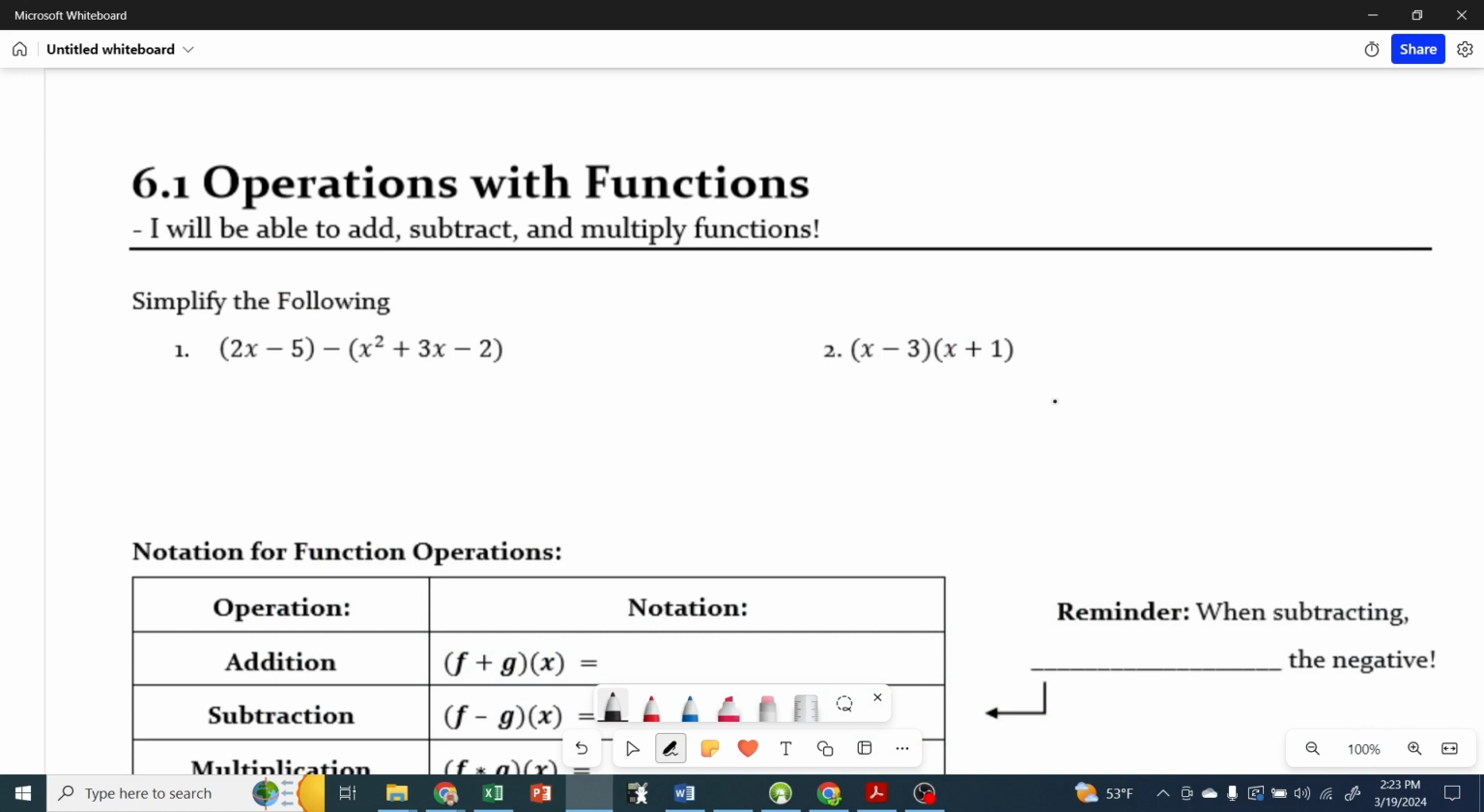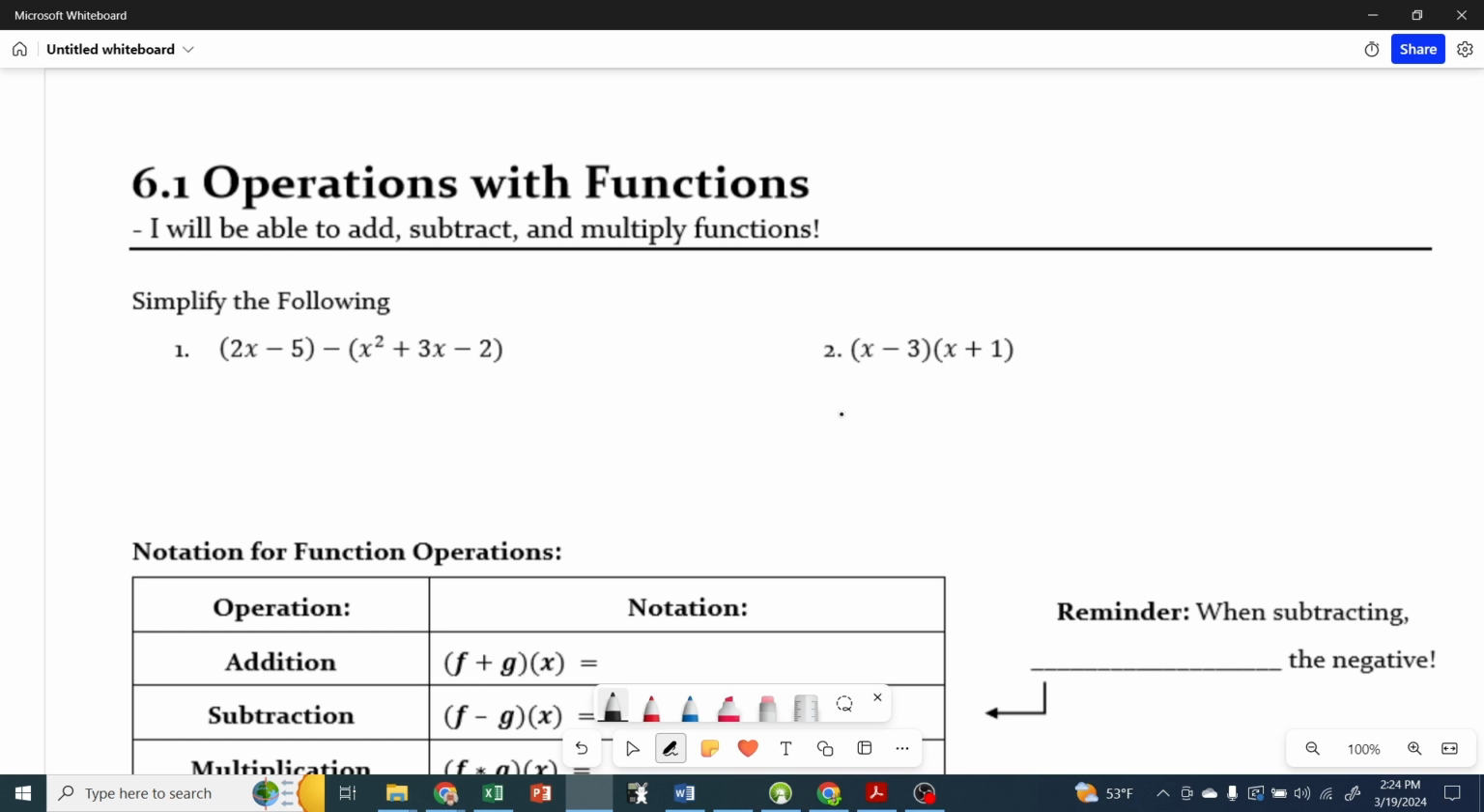To Unit 6, Section 1, Operations with Functions. I will be able to add, subtract, and multiply functions. So we're going to start off by simplifying the following: 2x minus 5 minus the quantity x squared plus 3x minus 2.